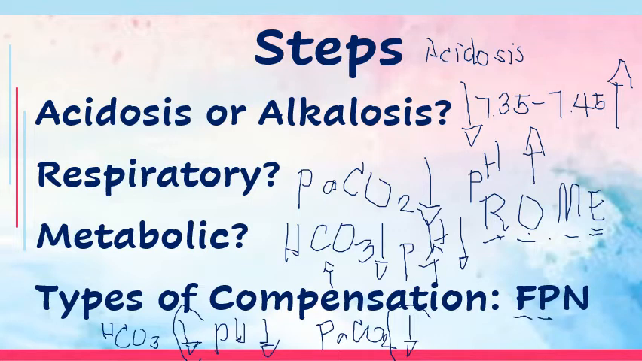If the arrows are not the same, you will be evaluating if there is no compensation at all. For us to say that there is no compensation at all, the value of the other substance involved, in this case your PaCO2, is normal. If it is normal, there is no compensation that is occurring.